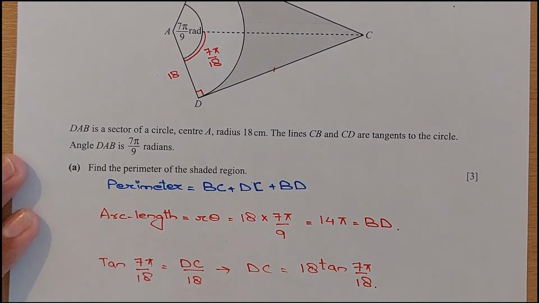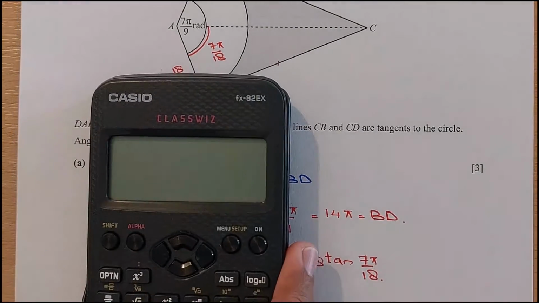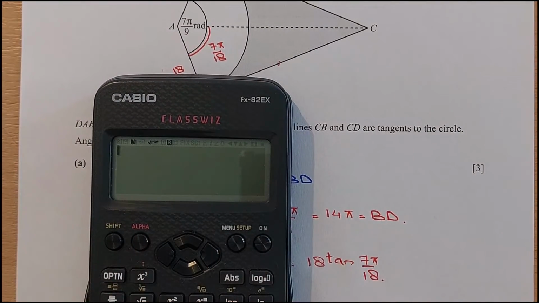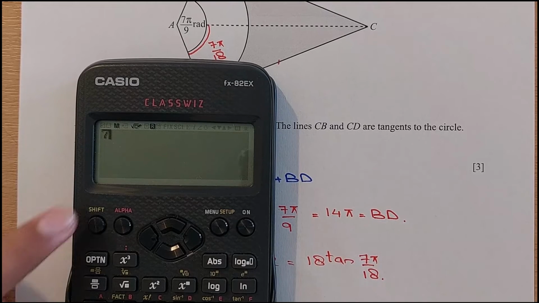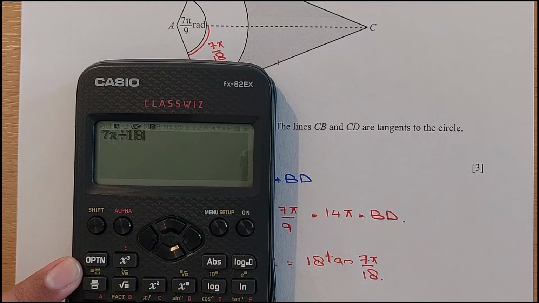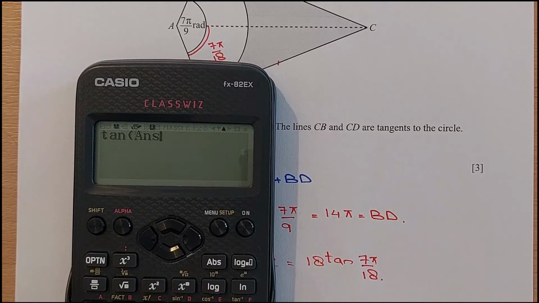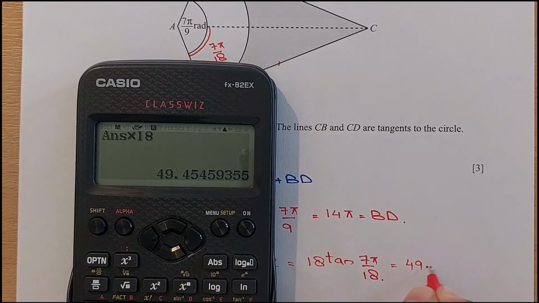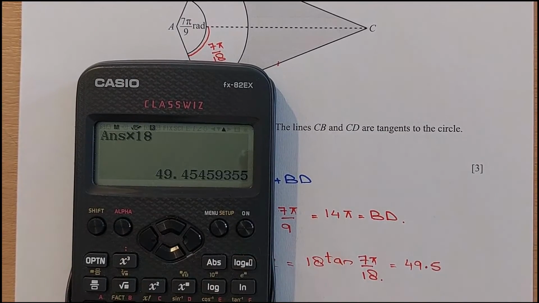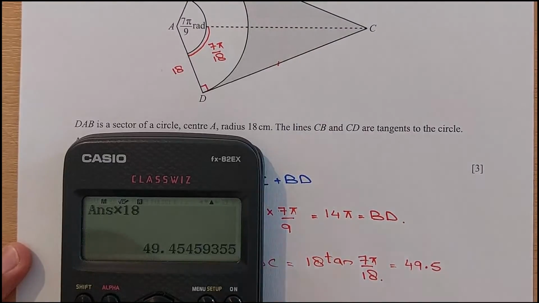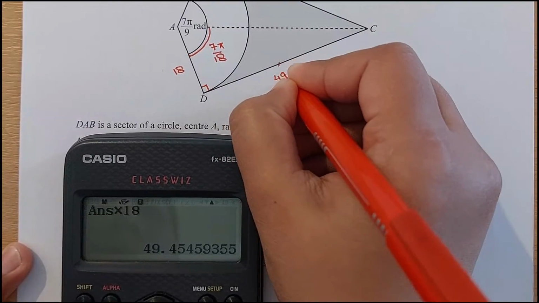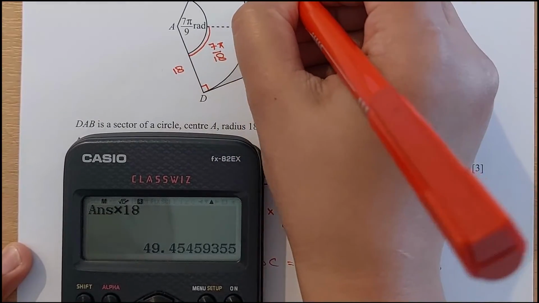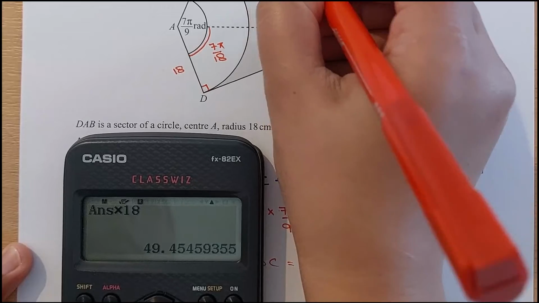So let me calculate it. It must be in radians, right? My calculator is already in radians. 7 pi divided by 18, tangent of the answer, and then times 18 is this. This is 49.5, just round to one decimal place. So this side is 49.5 centimeters. This side is also 49.5 centimeters.